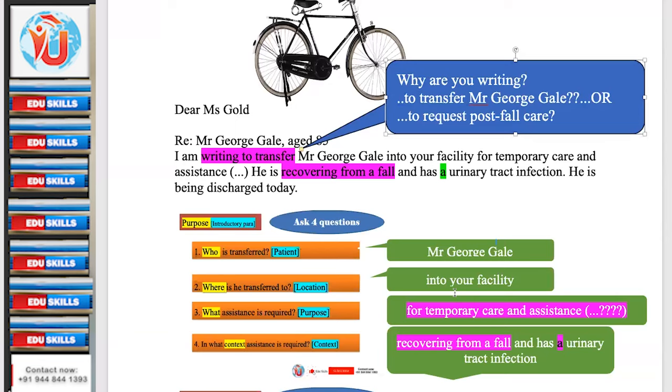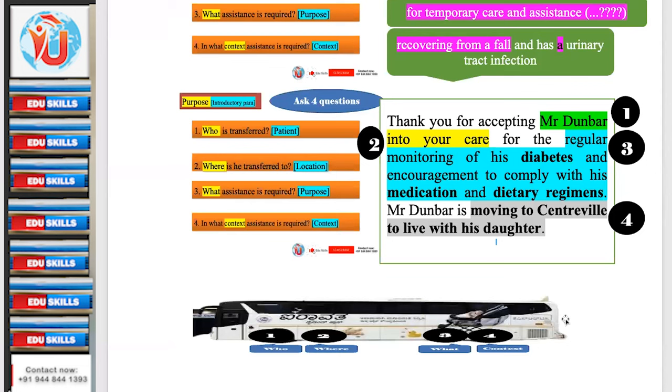Okay. From here, purpose paragraph. Just see one explanation which I gave you. See who is transferred. Here, this is Peter Dumber, you know. Thank you for accepting Mr. Dumber into your care for the regular monitoring of his diabetes. As per this purpose paragraph, they have said only care for the regular monitoring. See, for temporary care and assistance. Of what? Of his diabetes. And encouragement to comply with his medication and dietary regimens. This is a sample purpose paragraph. Mr. Dumber is moving to Centerville to live with his daughter.